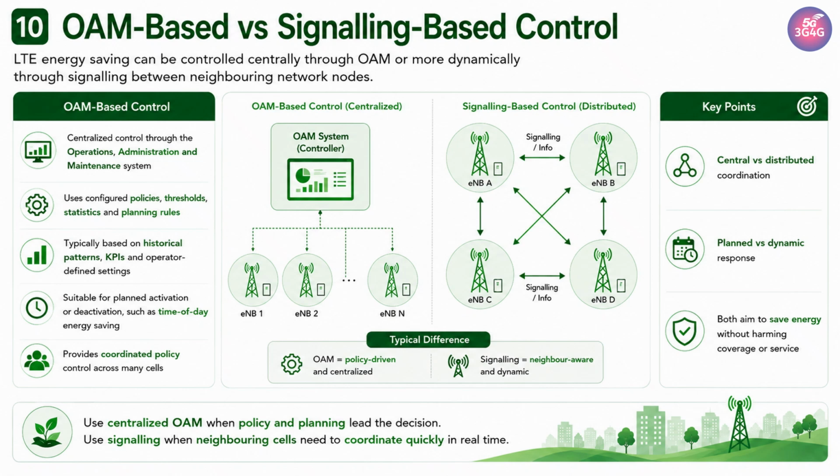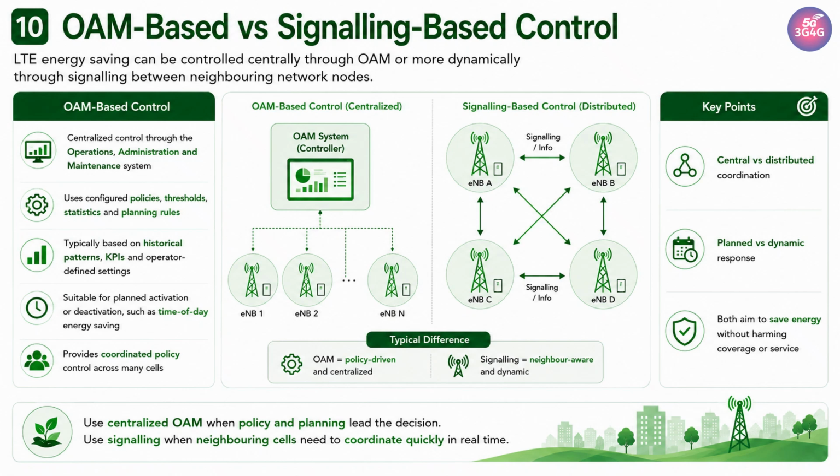Here, neighboring E-node Bs exchange information and coordinate more dynamically. They may share information such as load, thresholds, coverage needs, cell status, activation or deactivation requests, and whether a cell can compensate for another cell. This allows the network to react more flexibly to actual conditions. For example, an energy saving cell may decide that it wants to enter dormant mode, but the final decision may depend on whether neighboring compensation cells can maintain coverage and handle the traffic.